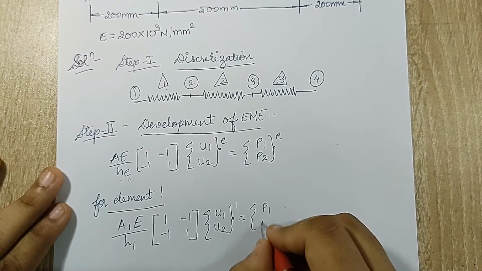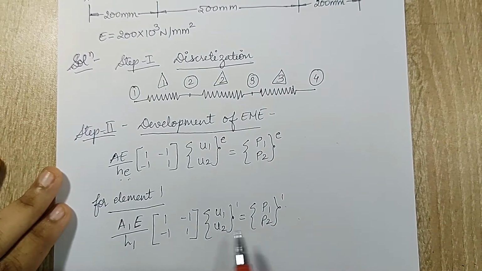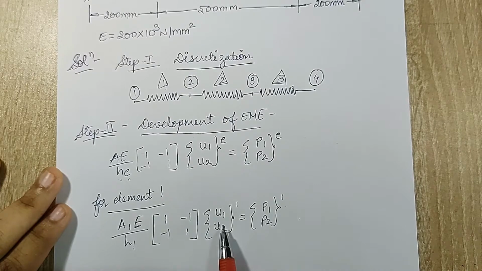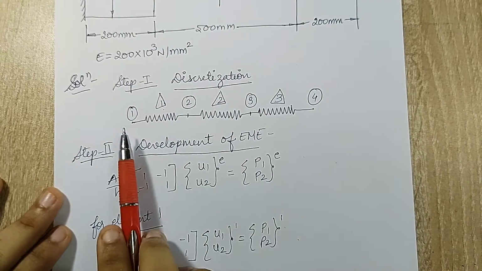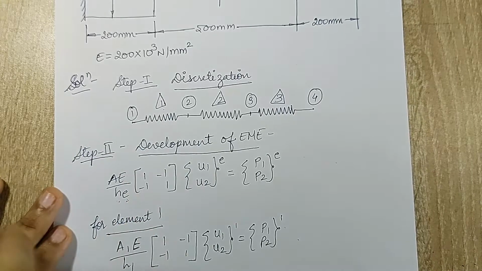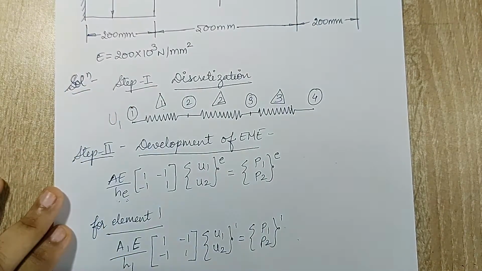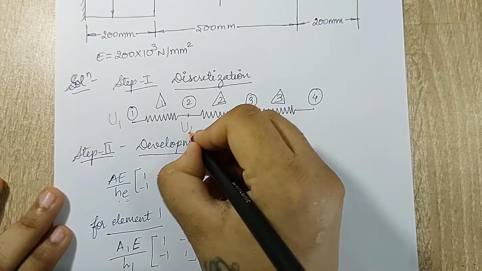and the load will be P1, P2 raised to 1. Now, there are two ways of writing these two. Suppose if I talk about node 1, it is between node 1 and 2. It is obvious that at node 1, my displacement is going to be U1. Now, for that, I am going to use capital U1. For the second node, it will be U2.